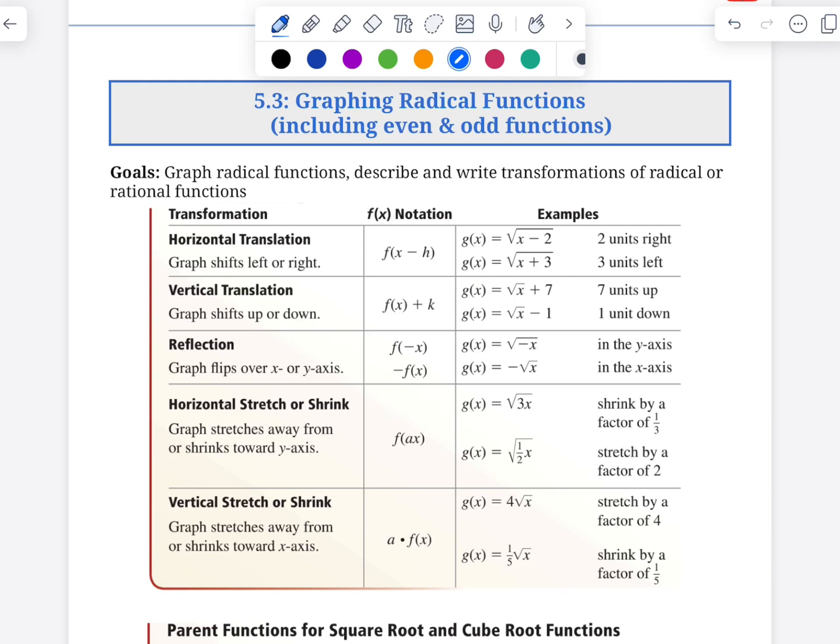Another lesson related to radical functions. Today we are going to be talking about graphing radical functions, and we will also be including some discussion on what it means to be an even versus an odd function.